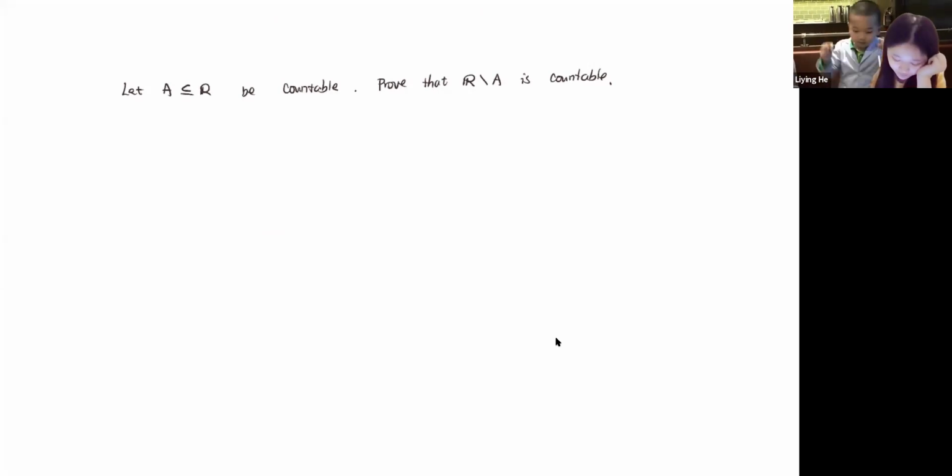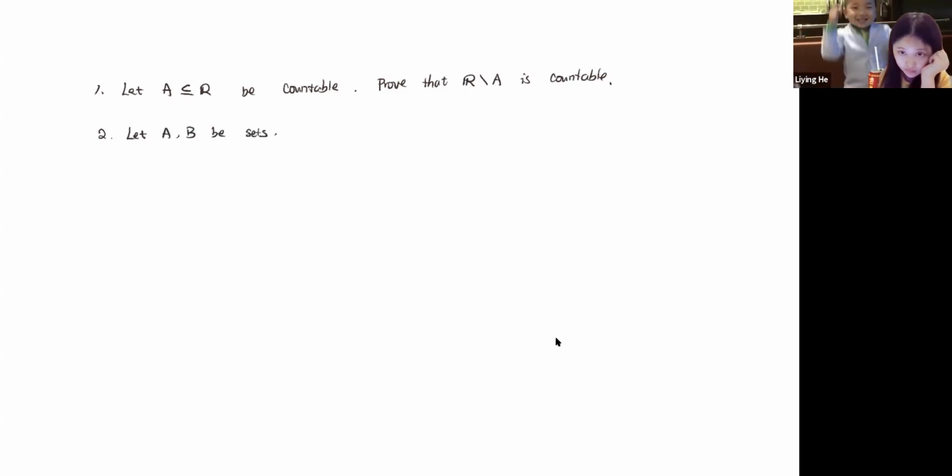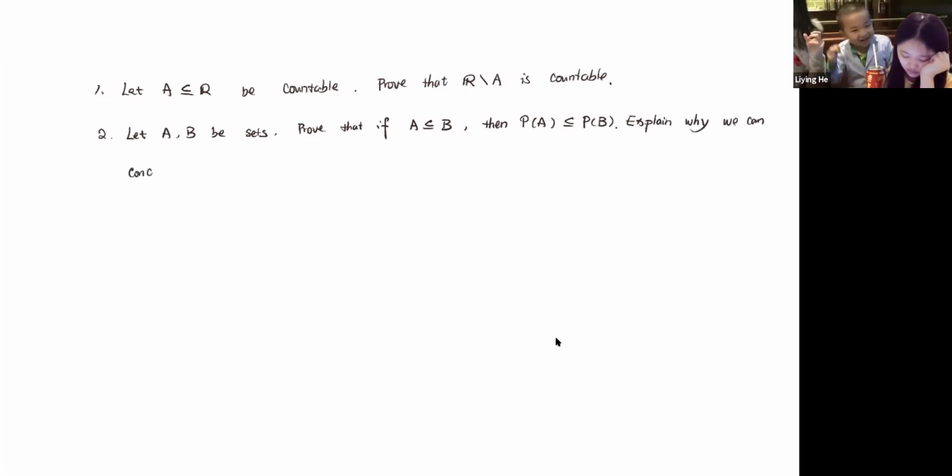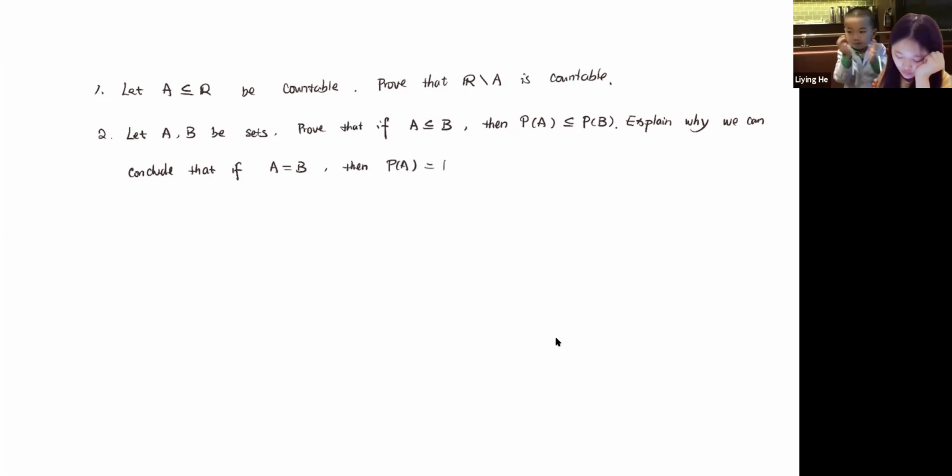Oh, this question. Let A, B be sets. Prove that if A is a subset of B, then the power set of A is a subset of the power set of B. And then explain why we can conclude that if A equals B, then the power set of A equals the power set of B.